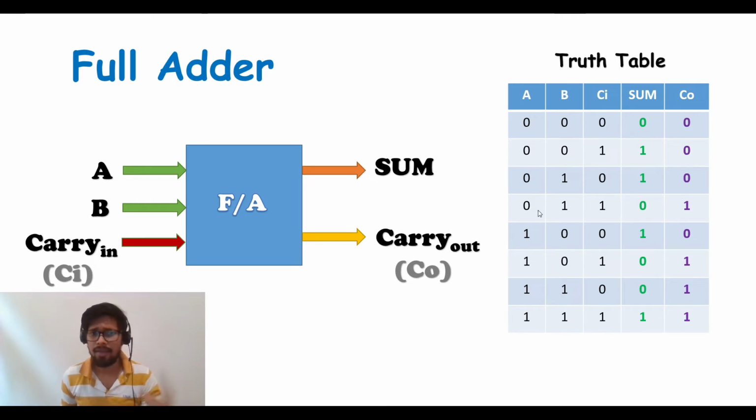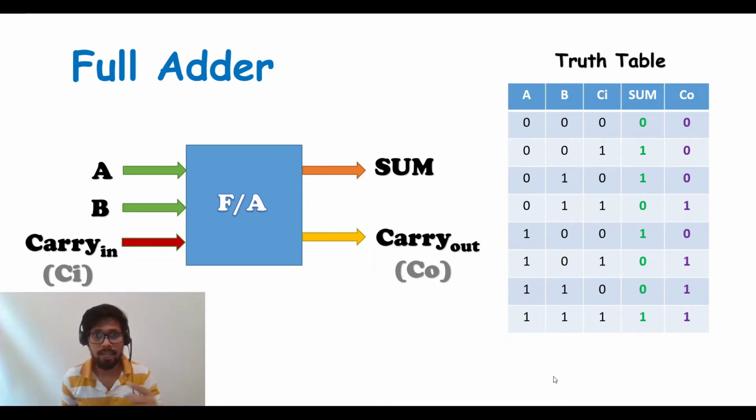Let me explain one row. I am taking this row, where firstly A and B are 0 and 1. When added, 0 and 1 give 1. Then that 1 and that Ci of 1 are added together, and the output is 2. That means 1 and 0. You can see the carry out is 1 and sum is 0. I explained these things in the previous video, so I think you can understand this.